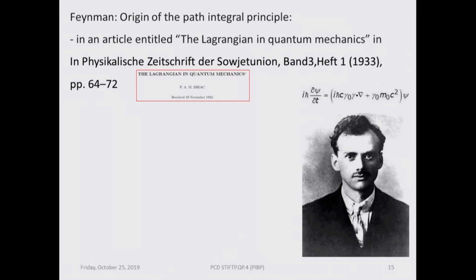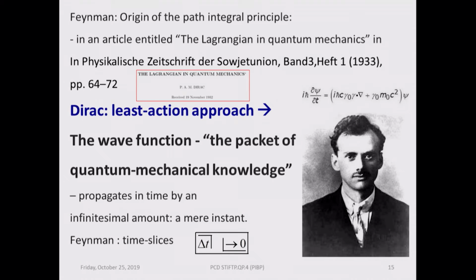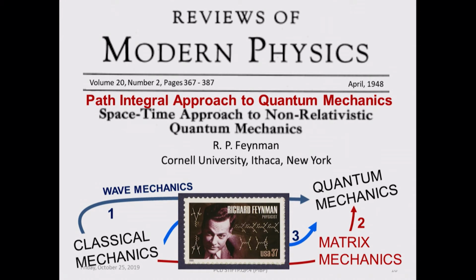This is a reference to the first suggestion made by Dirac, and it is also discussed in Feynman's thesis. It was based on this principle of least action, and it was an attempt to describe the evolution of the quantum of information in a wave packet. So, what is this approach? This is a very fascinating approach, and it is summarized in Feynman's Reviews of Modern Physics paper of 1948.